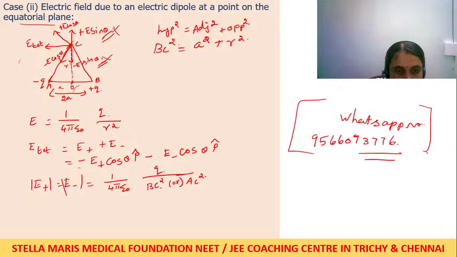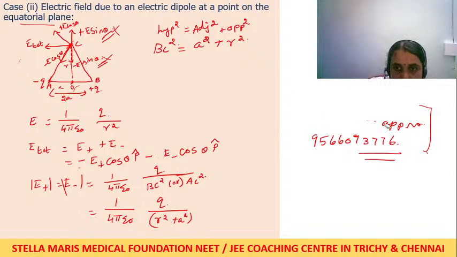So instead of BC squared, we will just substitute A squared plus R squared. So 1 by 4 pi epsilon naught Q divided by R squared plus A squared. Correct, very good. So I will share this WhatsApp number, just note it down.